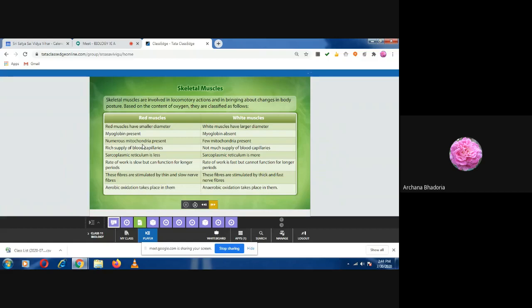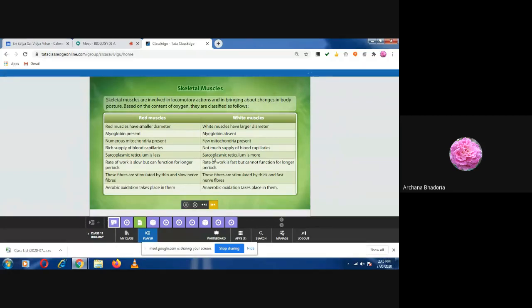The red muscles have numerous mitochondria, so more energy production will be there in these red muscles. White muscles have fewer mitochondria. Red ones are richly supplied with blood capillaries, but white muscles do not have much supply of blood capillaries. Sarcoplasmic reticulum is less in red, but white ones have more sarcoplasmic reticulum.